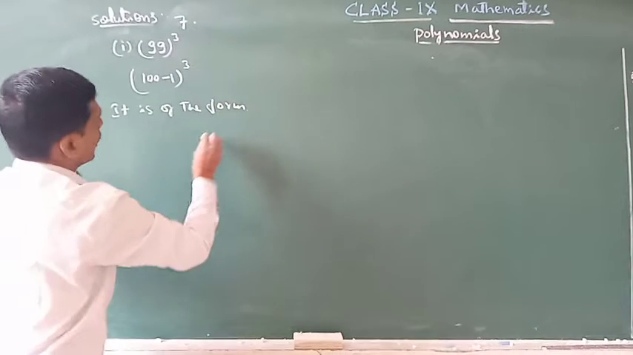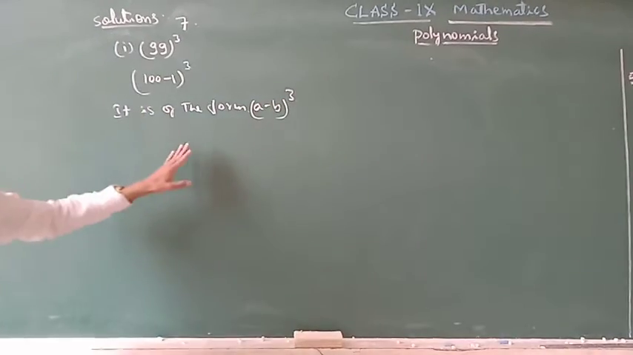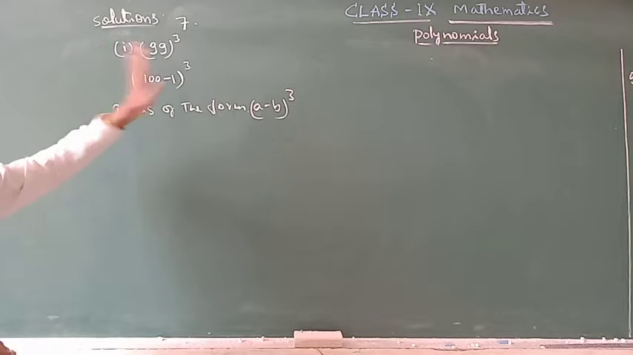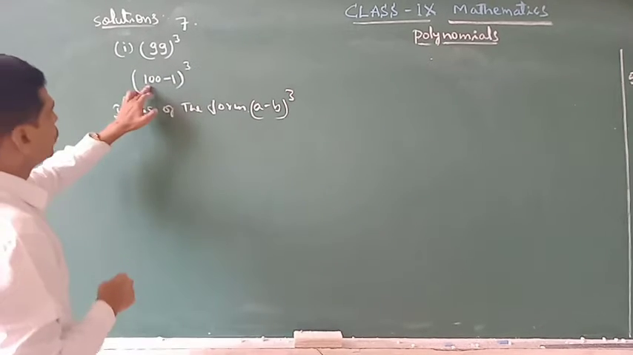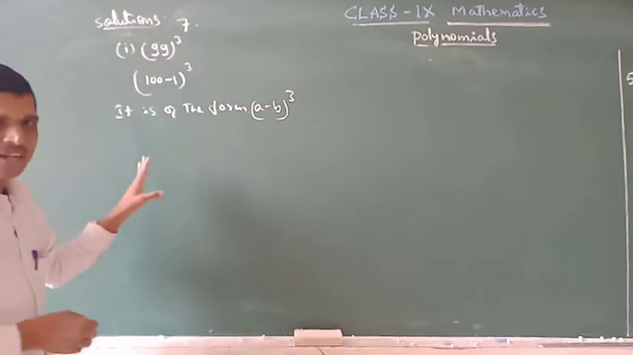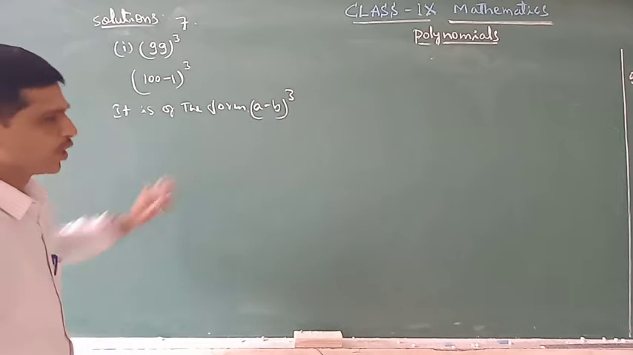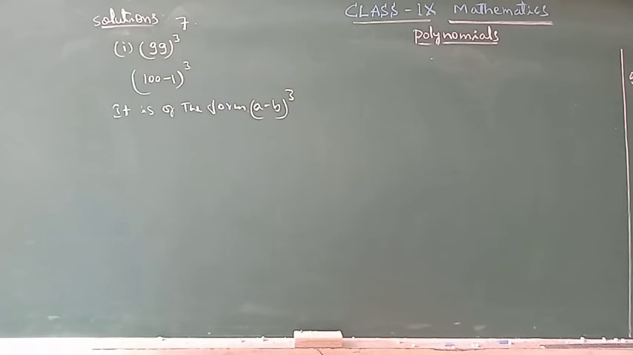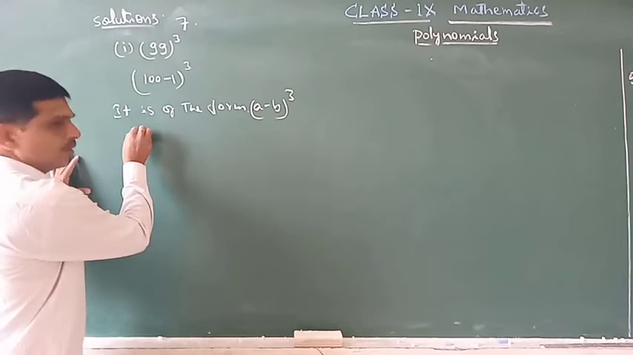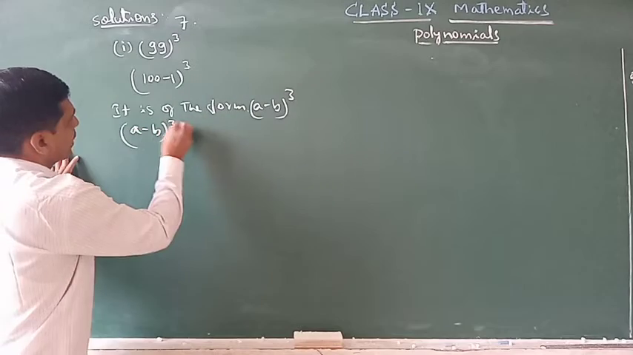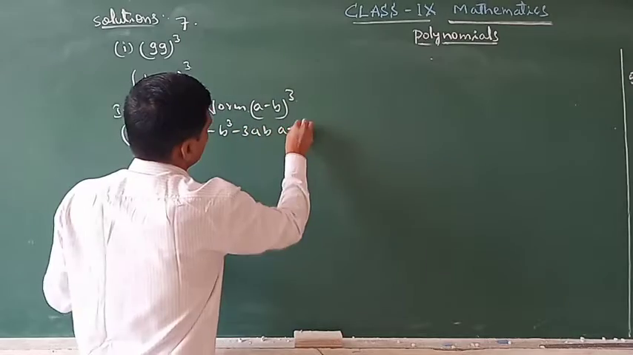It is of the form (A minus B) whole cube. What are they? The numbers are given. Expand it without arithmetic, apply using the identity. Otherwise, so many methods are there. So, (100 minus 1) whole cube. So, using a suitable identity, which identity suits for this one, you can convert this one. And afterwards, you can get this (A minus B) whole cube. So, this is one. Next. (A minus B) whole cube can be written as A cube minus B cube minus 3AB into (A minus B).